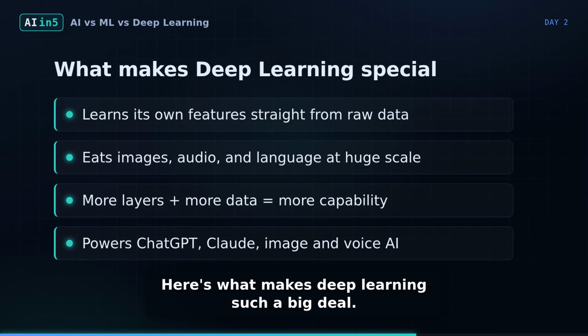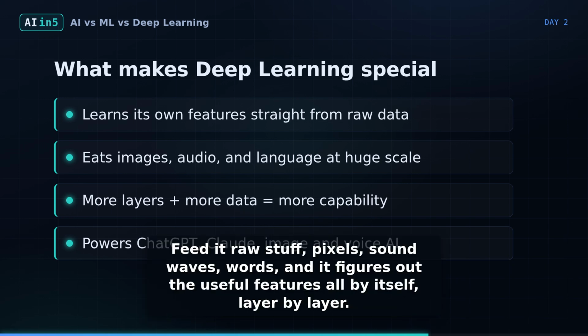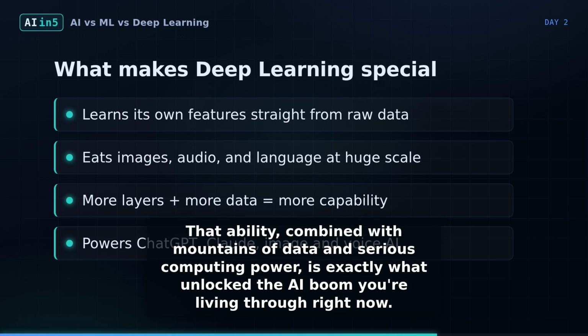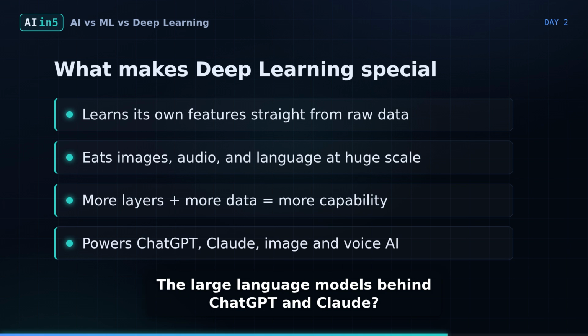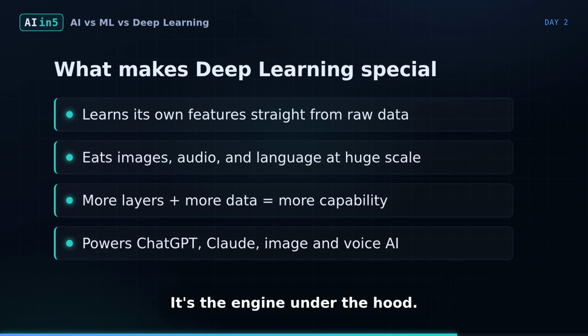Here's what makes deep learning such a big deal. With older machine learning, humans often had to handpick which features of the data mattered. Deep learning skips that. Feed it raw stuff, pixels, sound waves, words, and it figures out the useful features all by itself, layer by layer. That ability, combined with mountains of data and serious computing power, is exactly what unlocked the AI boom you're living through right now. The large language models behind ChatGPT and Claude, deep learning. The tools that generate images and understand your voice, deep learning. It's the engine under the hood.